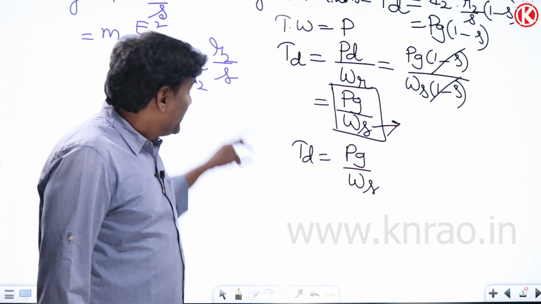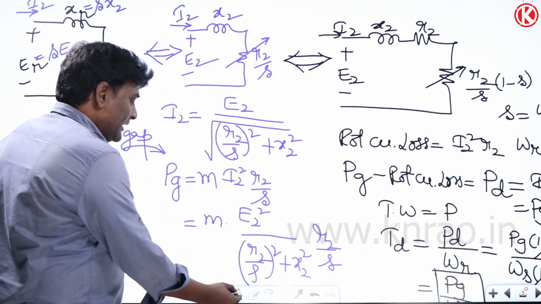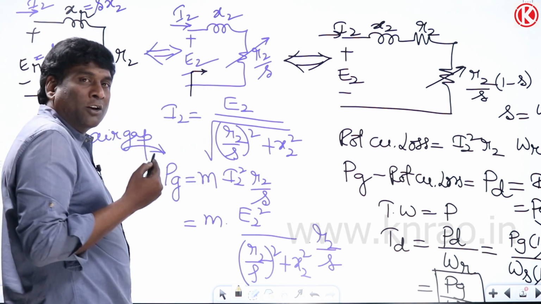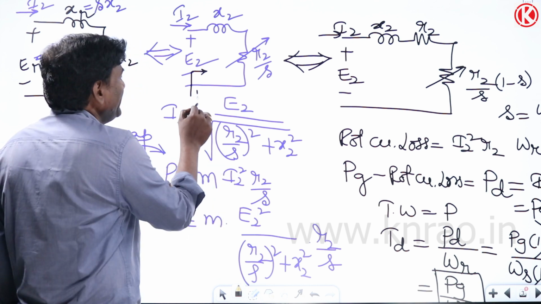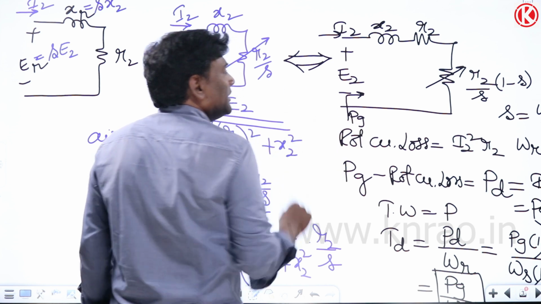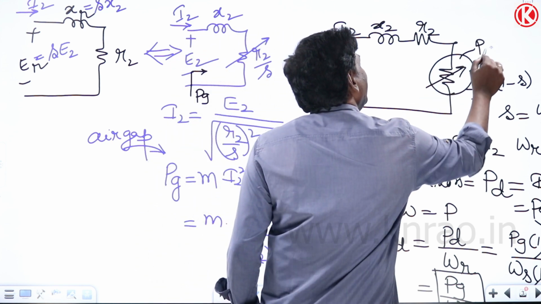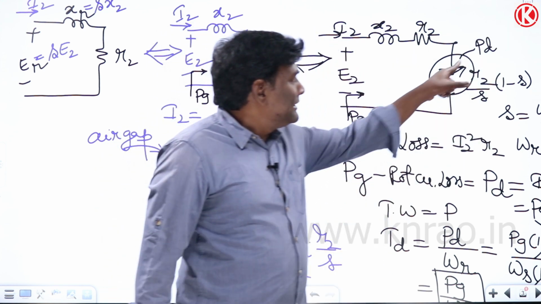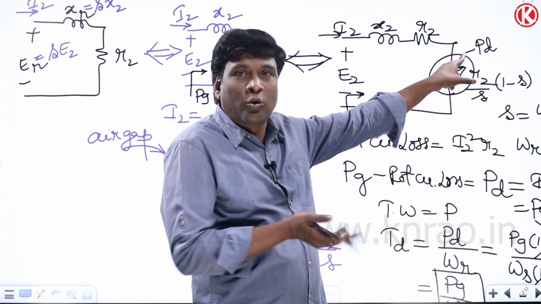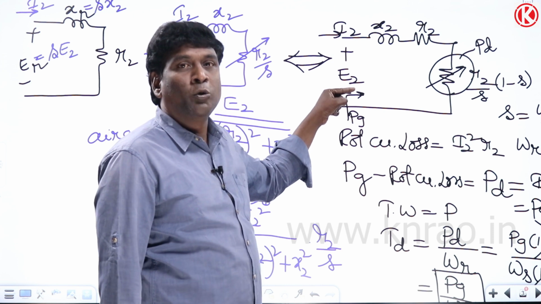Now let me show you one thing such that you will never forget. If I want to calculate torque developed, the air gap power, or total power supplied to the rotor circuit, is PG, and the mechanical power equivalent developed is PD. Now you can think of PD by omega R. Omega R is nothing but the real speed of the rotor circuit. PD by omega R can be taken, or PG by omega S can be taken.